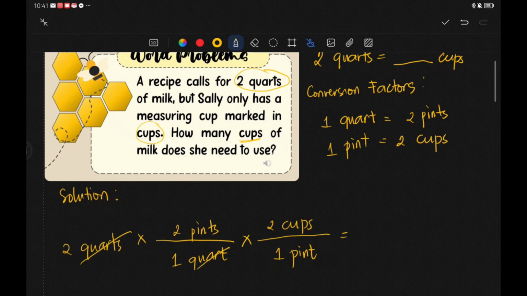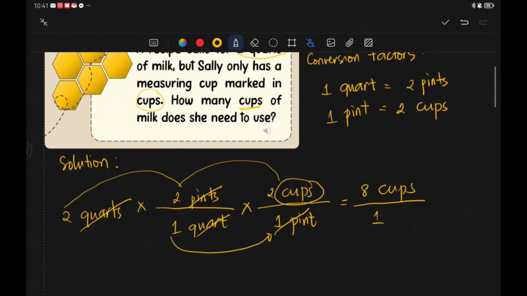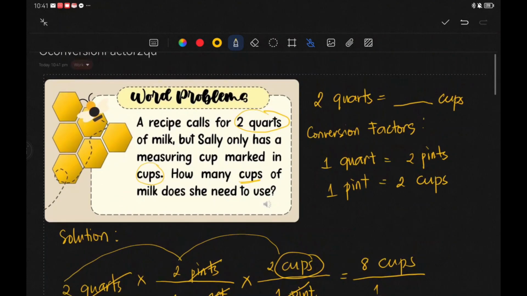Cancel out quarts and pints. 2 times 2, that's 4, times 2, that's 8. What remains is cups. 1 times 1, that's 1. 8 cups divided by 1, so that is 8 cups. Therefore, 2 quarts is equal to 8 cups.